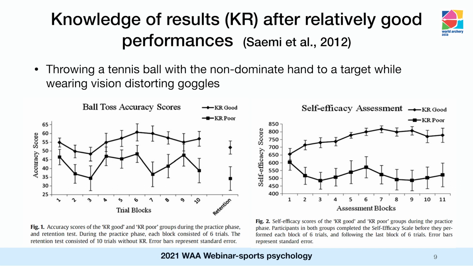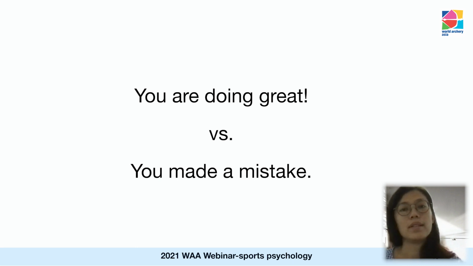So this study show us that when you give feedback to your athletes, if you can specify this feedback based on the good performances, maybe it's more beneficial to your athletes, both psychologically and practically. Then let's think, what is the content you often give to your athletes?